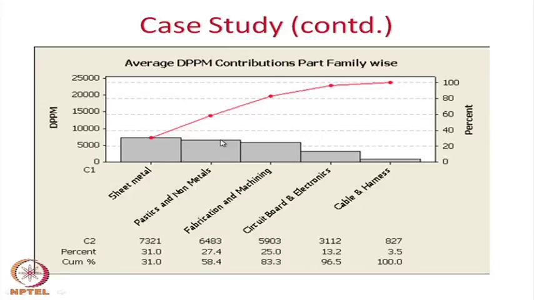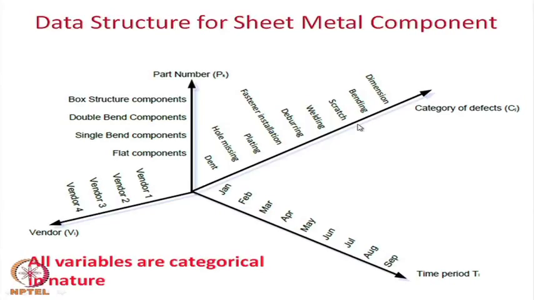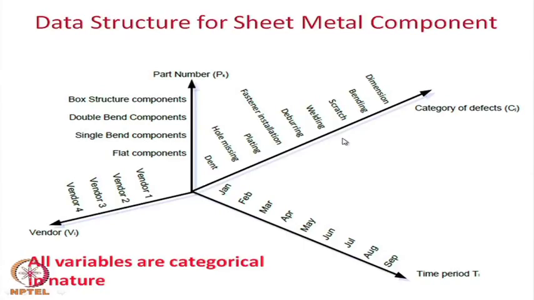Then when we capture the defect data and related data with respect to the sheet metal component, we find that there are four categorical variables which can be used to capture that data set in totality. By this I am not saying that there are no other variables contributing to the sheet metal defects, there are. But for the present study, after discussion with the personnel working in this company and dealing with day-to-day activities related to this assembly operation, we find that these are the things that can be considered.